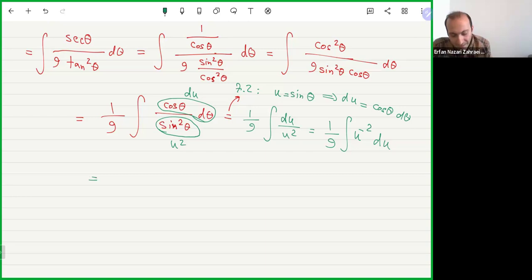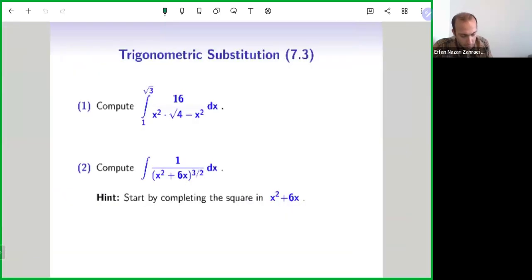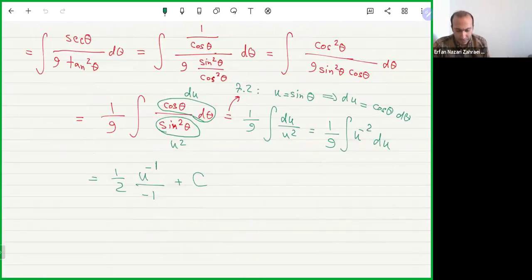Good. Now, the antiderivative of a power term is very simple. U to the minus 2 plus 1, which is minus 1, over minus 1, plus a constant. Is this my final answer? No. Look at the question. It was an integral of x, so my answer should be in terms of x. This is in terms of u, so I need to substitute back. In terms of u, that's minus 1 over 9u plus c.